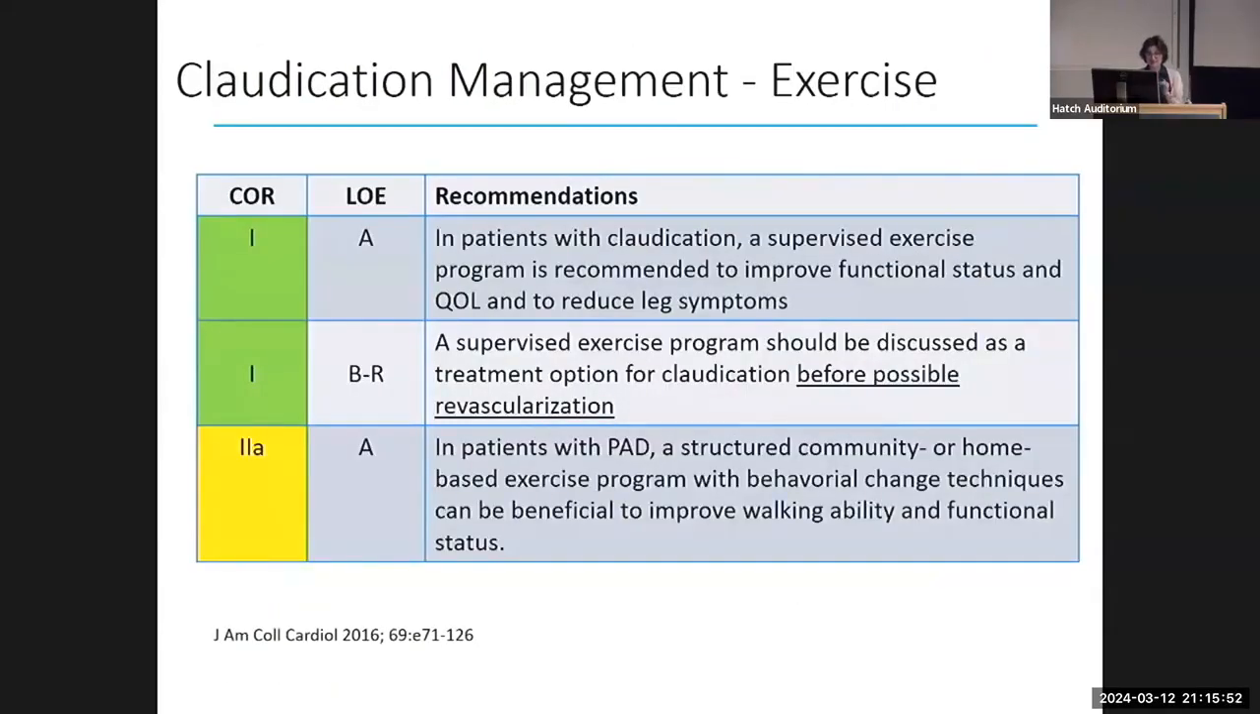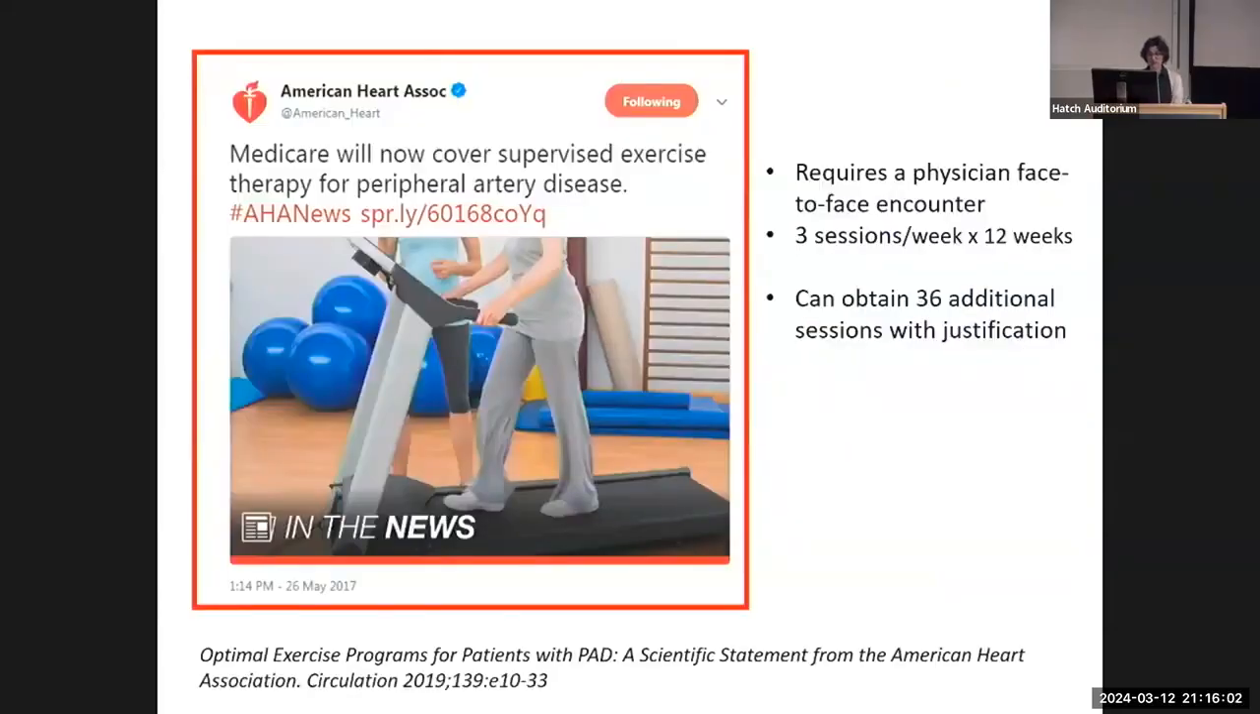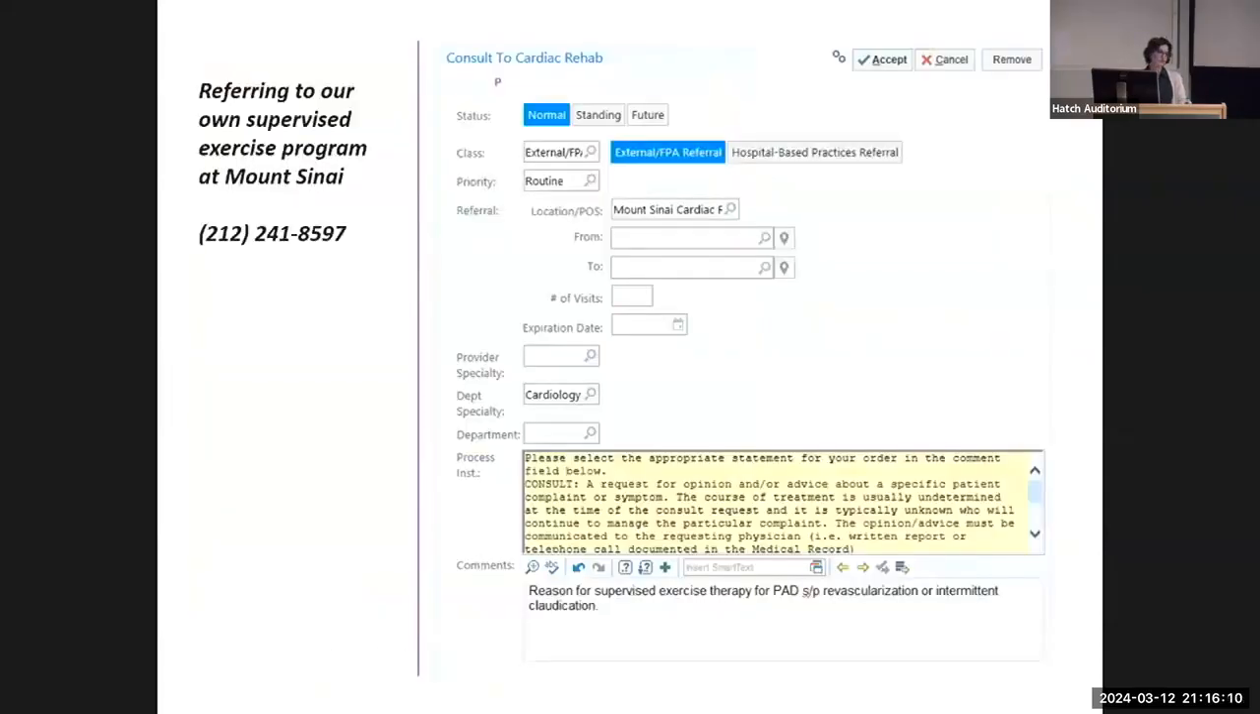Exercise therapy definitely can improve functional status, quality of life, and reduce leg symptoms. Supervised exercise should be offered if you can. It's now approved. It requires a face-to-face encounter, but then you can get up to 12 weeks, 3 sessions a week for your patient. This is how you order it here.